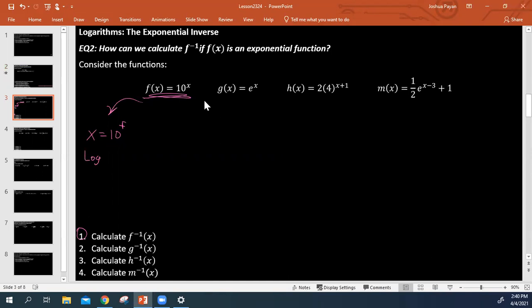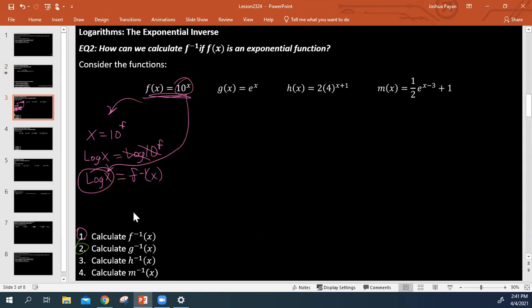So I'm just going to say log, and if there's no base here, remember that means we're log base 10. So log x is equal to log of 10 to the f. Log base 10 and exponential base 10 cancel. That leaves me with f inverse of x is equal to log base 10 of x. So this guy is the inverse of this guy, to put it as simply as we can. So inverses aren't really a new concept.